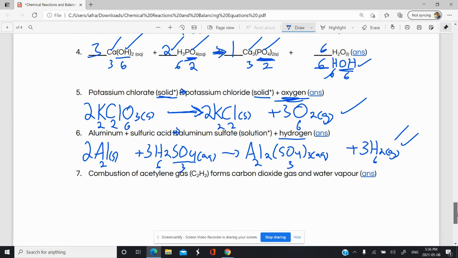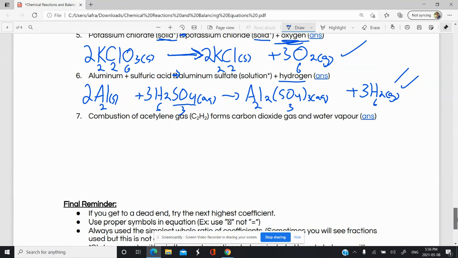So now let's go and try the next one over here. This is a combustion reaction. So combustion of acetylene gas, C2H2, forms carbon dioxide gas and water vapor. So let's write a balanced equation for that. So acetylene gas, C2H2, and we know it's gas.